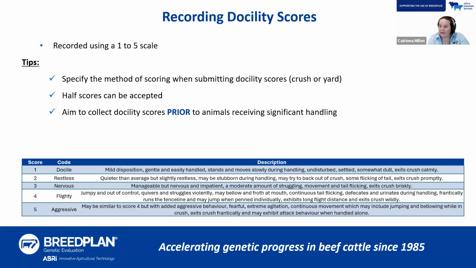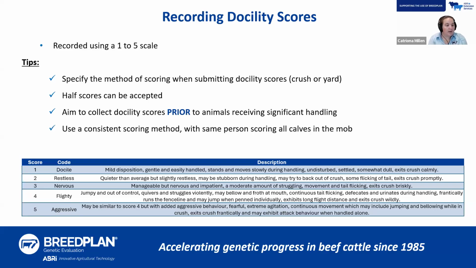Ideally, what we're trying to do with these temperament EBVs is pick up their natural temperament before they've been quietened down through too much handling. So ideally, we would aim to collect our docility scores prior to animals receiving significant handling. It's really important that we use a consistent scoring method. That means that ideally the same person should be scoring all calves in the mob, because even though it's a scale, we've all got an individual interpretation of that. That's fine when, within a contemporary group, animals are all scored by the one person, but we don't, for example, want someone on farm scoring half the calves and then someone else taking over halfway through.